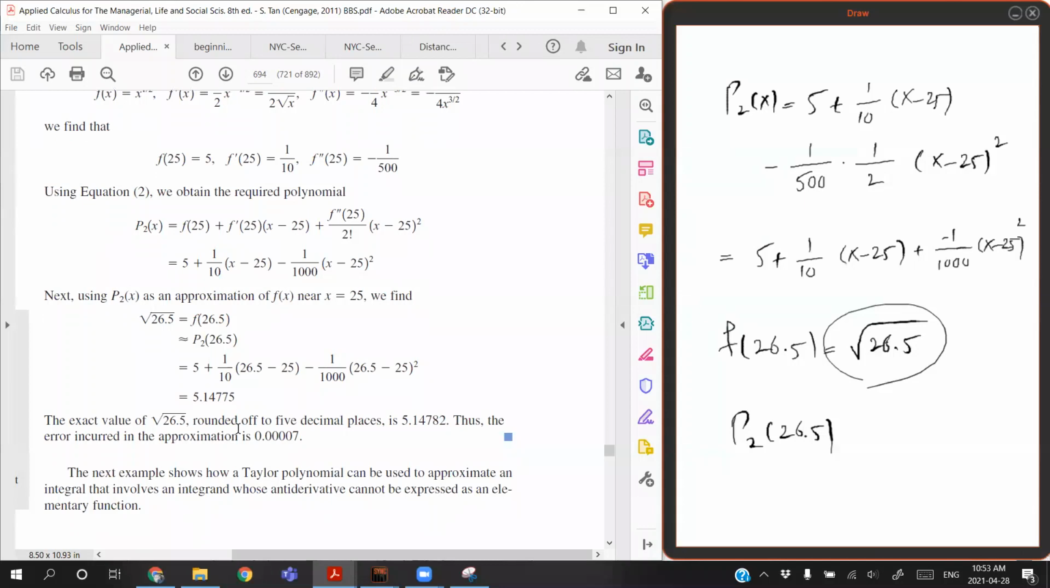So the actual value of root 26.5 rounded to 5 decimal places is this, and you can see that these two are really close. So even just using the second order polynomial, we got a very good approximation.